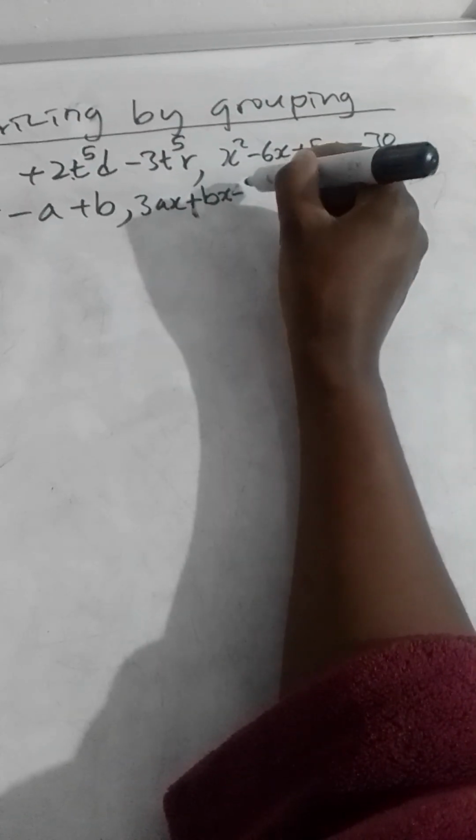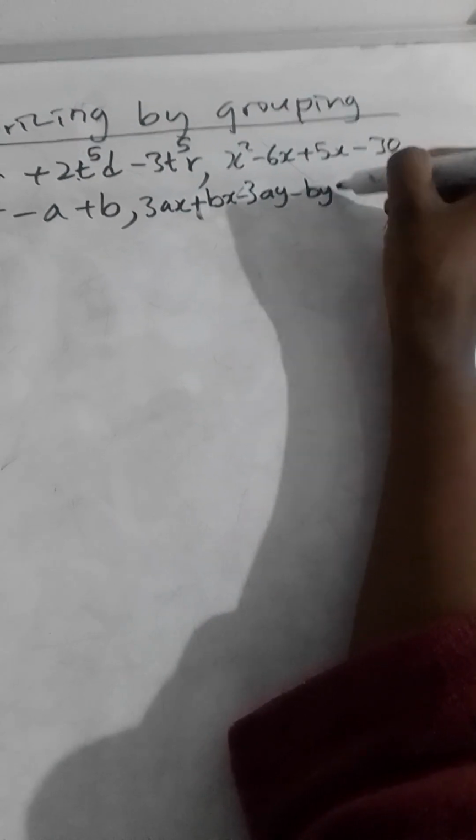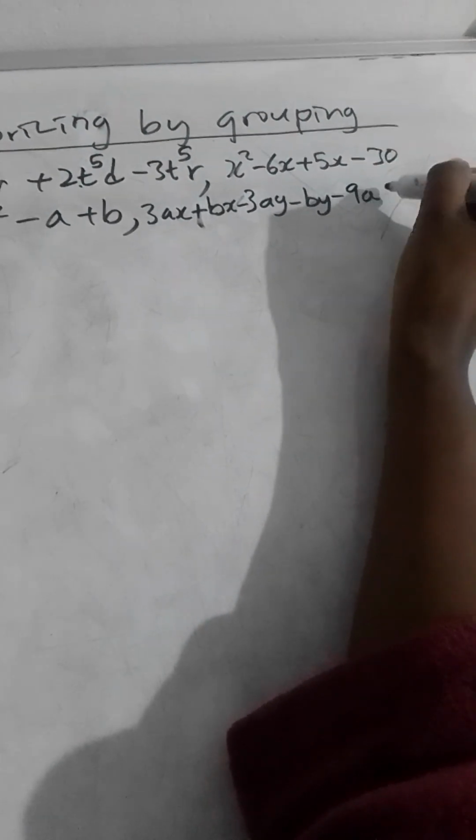And then the last one, we have 3ax plus bx minus 3ay minus by minus 9a minus 3b. So how do we go about factorizing this?